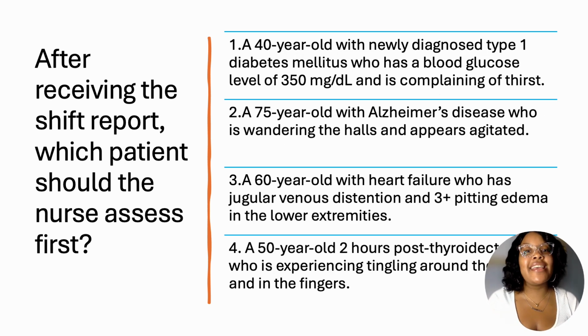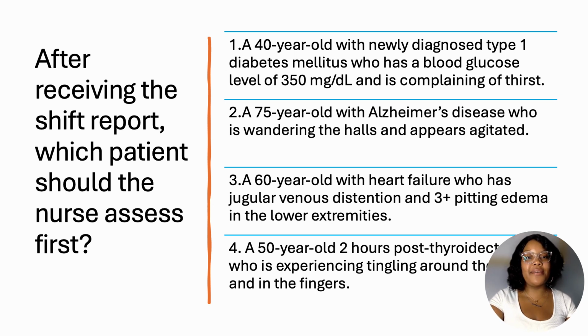All right, so the next question is, after receiving the shift report, which patient should the nurse assess first? We have a 40-year-old with newly diagnosed type 1 diabetes who has a blood sugar of 350 and is complaining of thirst. We have a 75-year-old with Alzheimer's who is wandering the halls and appears agitated. We then have a 60-year-old with heart failure who has JVD and 3+ pitting edema in their lower extremity. And then we have a 50-year-old 2 hours after post-thyroidectomy who is experiencing tingling around the mouth and in the fingers. Who are we gonna see first?